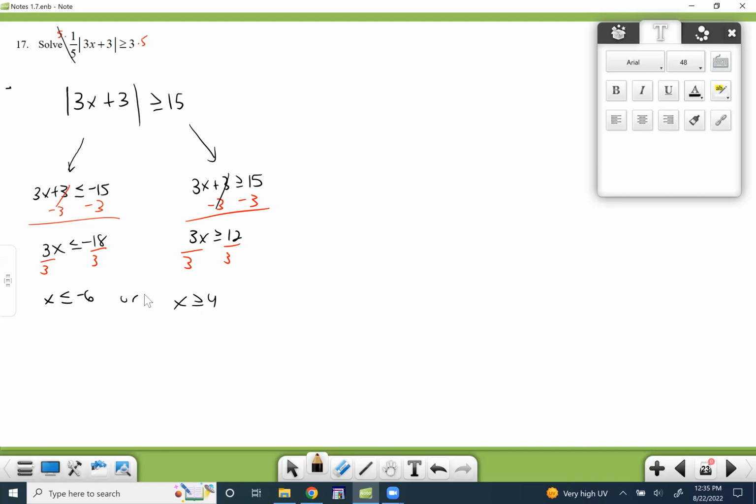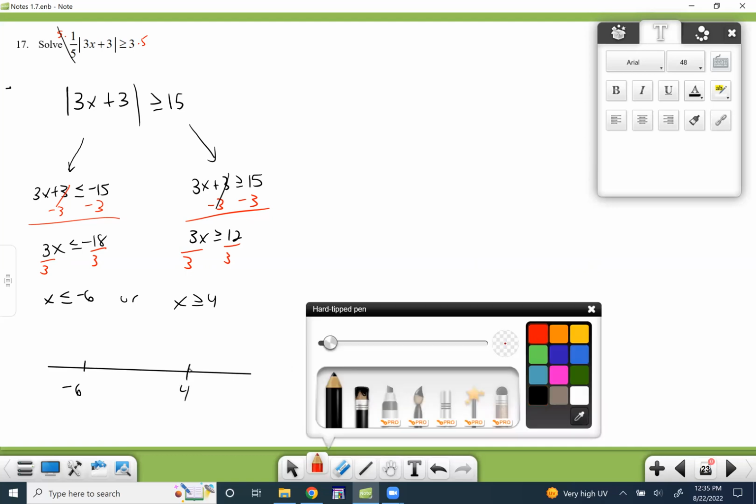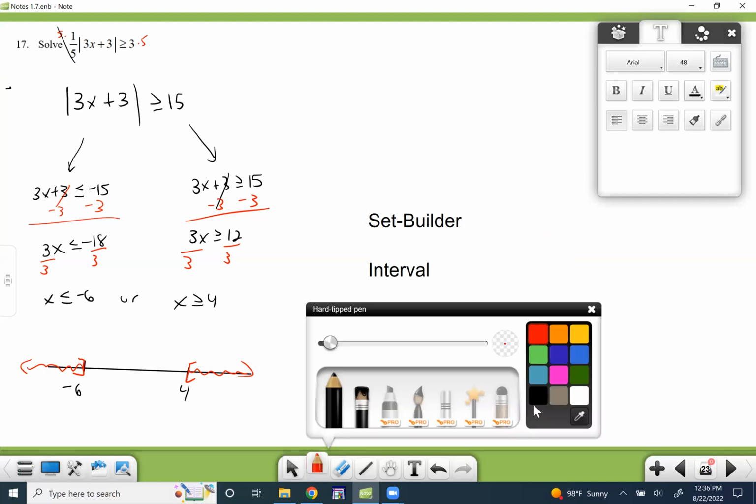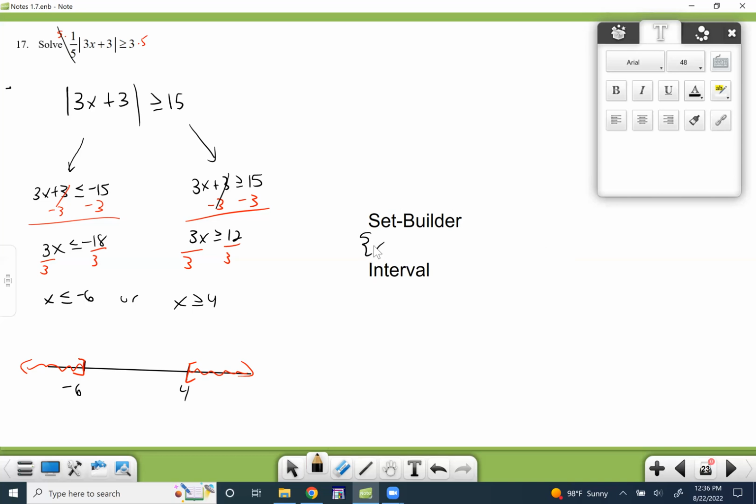Remember, it's always an or, which means they will be facing away from each other. So I'm going to automatically shade away. There's lines underneath, or equal to's, in other words, so square brackets. Okay. So let's go ahead and do our set builder and interval. All right, so set builder, squiggly brackets, all x such that x is less than or equal to -6, or x is greater than or equal to 4.